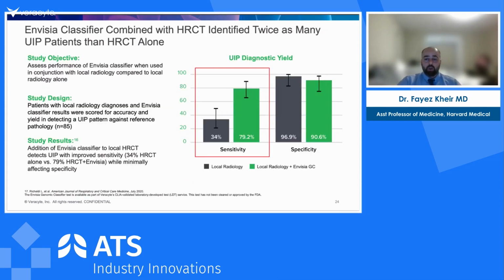So this is a study where a combined Envisia classifier and radiology was compared to radiology alone, to assess the performance: if we add Envisia to radiology, will that improve our diagnostic accuracy or not? That was against a reference pathology of UIP. And that study showed that if we combine Envisia with radiology, our sensitivity to detect a UIP pattern increases from 34% up to almost 80%, without affecting the specificity.